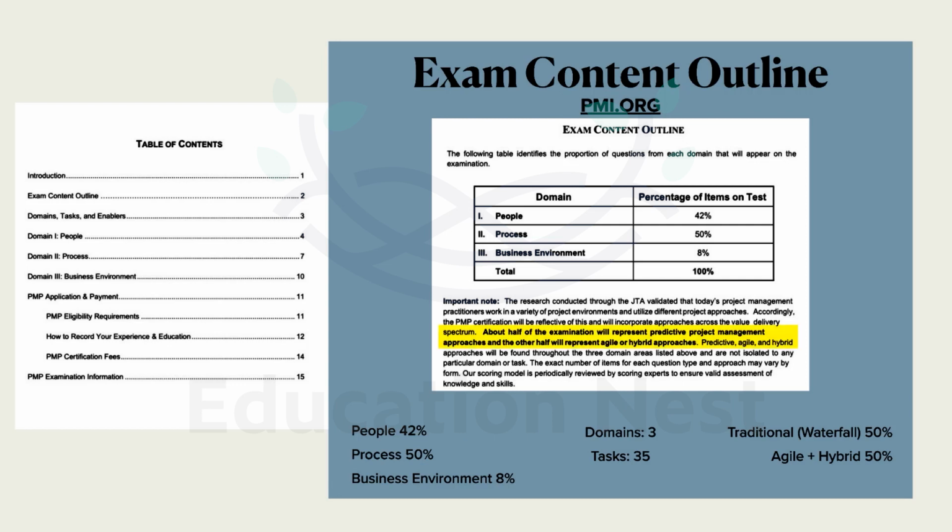If you focus on the important note mentioned at the bottom, what does it say? It says about half of the examination will represent predictive project management approaches. It means the traditional waterfall methods, right? This is what I was referring to when I said the PMBOK 6th edition guide. So it will be your Bible here. And it continues, it says, and the other half will represent agile or hybrid approaches. Here comes the 7th edition of the PMBOK Guide. So it throws some light in this area. So students, make sure you cover both these guides. They act as your textbooks for this exam.